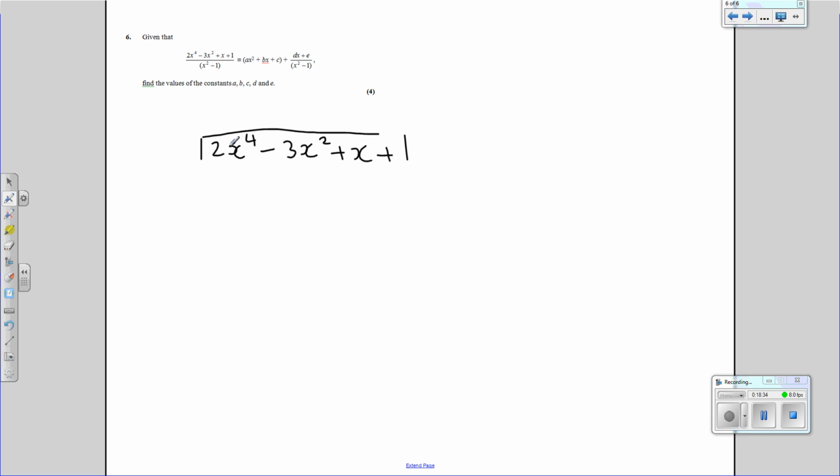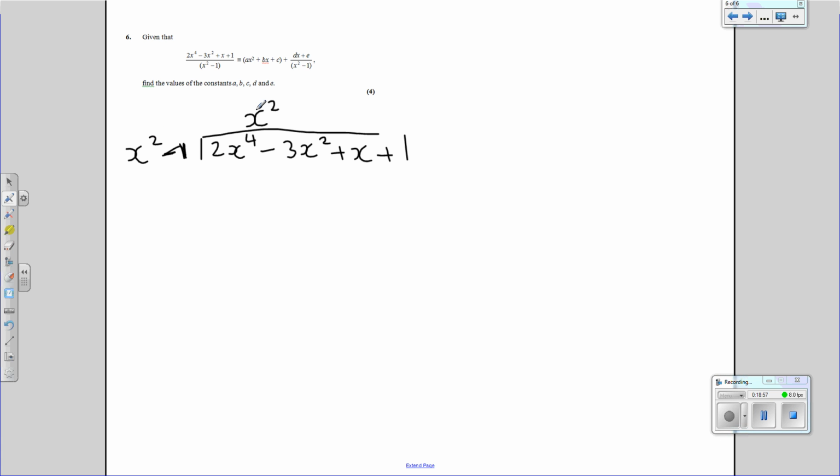Just be careful when you do have missing powers. When you subtract, they might not be perfectly lined up. You might have to use some common sense. I'll show you what I mean in a minute. Right, when you're dividing, it's always just the first term that you divide by. So how many x squareds go into 2x to the 4? Or what do you multiply x squared by to get 2x to the 4?